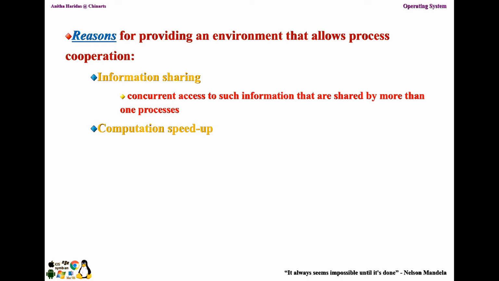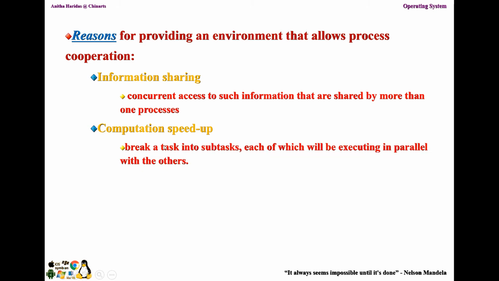For example, you may have a database. You have two processes. Process 1 is reading some data from the database, and process 2 will be writing some data into the database. So that is what you call information sharing. The same information, which is your database, is accessed by more than one process, which you call information sharing. Second one, as I told you, computation speedup. You are going to break the task into smaller tasks, each of which will be executing in parallel.